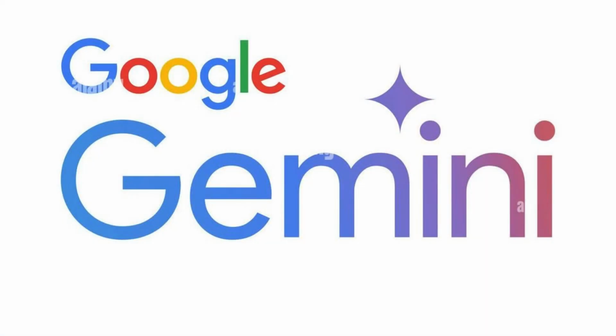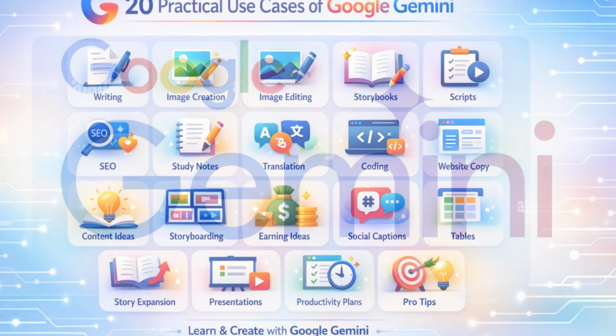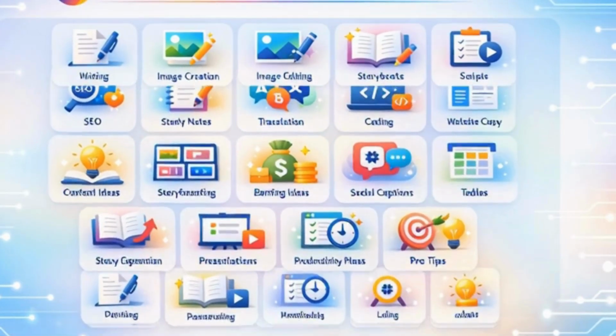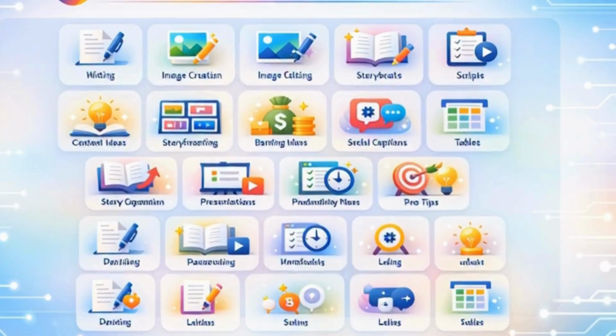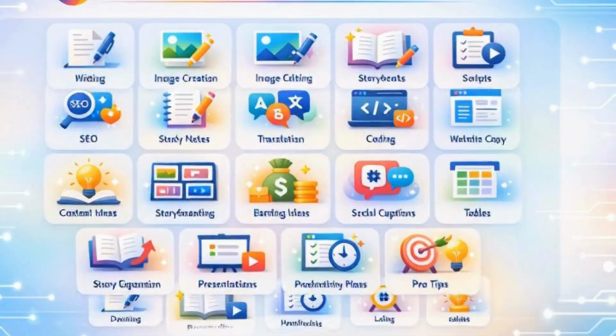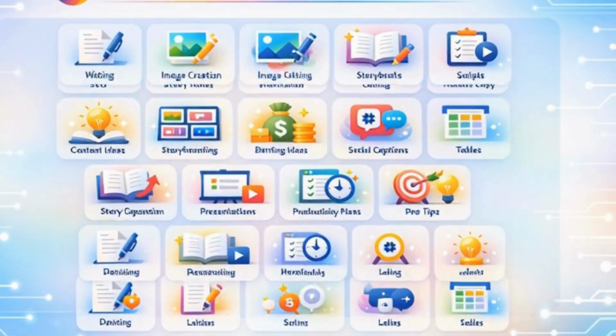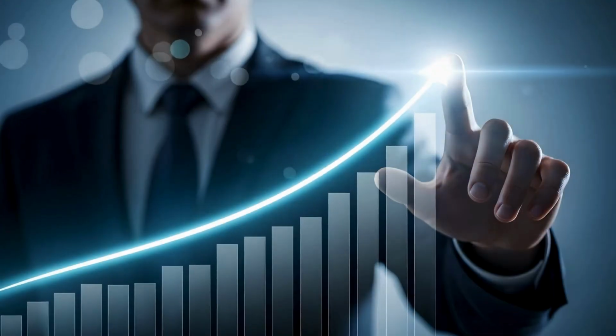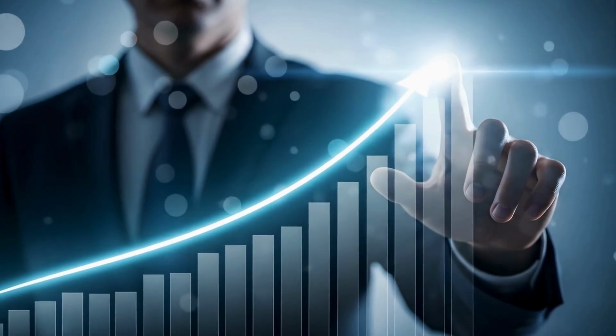As we come to the end of this course, one thing should be very clear. Google Gemini is not just an AI tool, it is a skill-building partner. Through these 20 practical use cases, you have seen how Gemini can help with writing, image creation, editing, planning, coding, presentations, storytelling, learning, productivity, and even earning ideas. But the real power of Gemini does not come from copying its first answer. The real power comes from interaction.